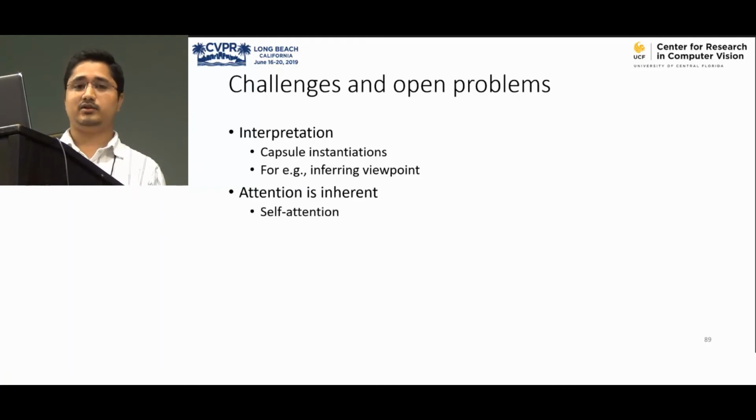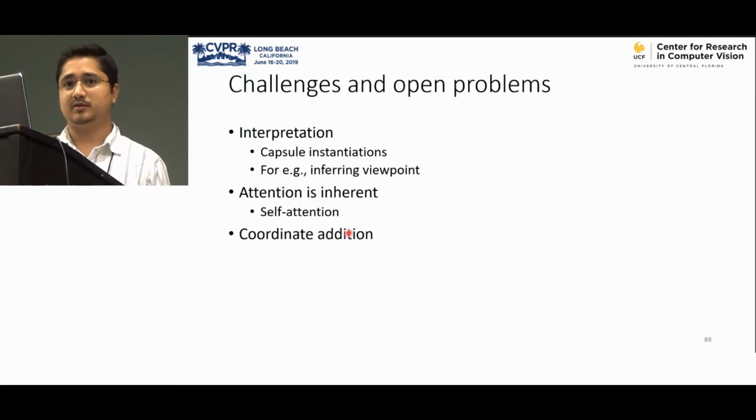So attention is inherent in capsules because when you perform routing, we are actually selecting some of the lower level capsules. We are not selecting them all to get the high level capsule. So it's already there, but still there is some scope, and we can learn from the idea of self-attention and how we can improve this attention mechanism in capsule networks in a more implicit way.